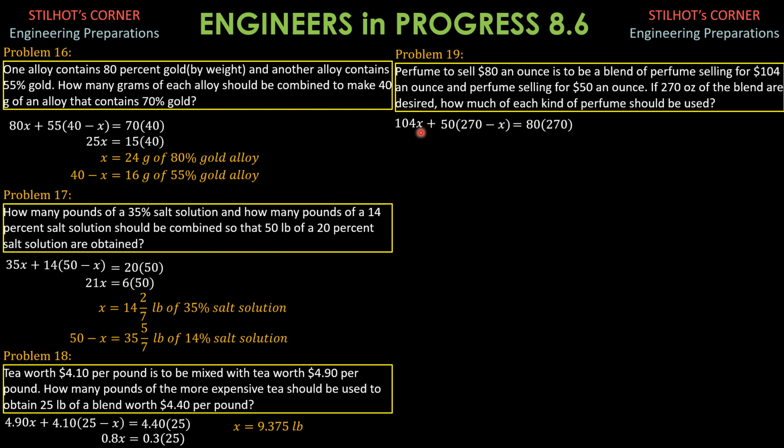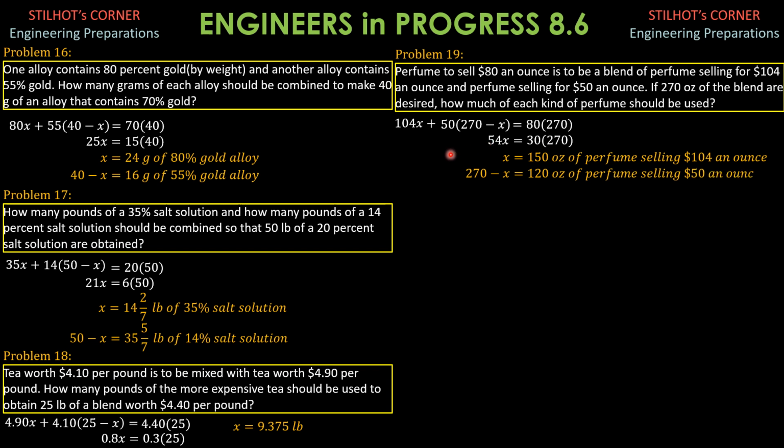So 104x minus 50x is 54x. And on the right side, it is 80 minus 50, which is 30 of 270. 80 times 270 minus 50 times 270 is like 30 times 270. Solving for x, 30 times 270 over 54, so x is 150 ounces of perfume selling at $104, and 270 minus x is equal to 120 ounces of perfume selling at $50 an ounce.